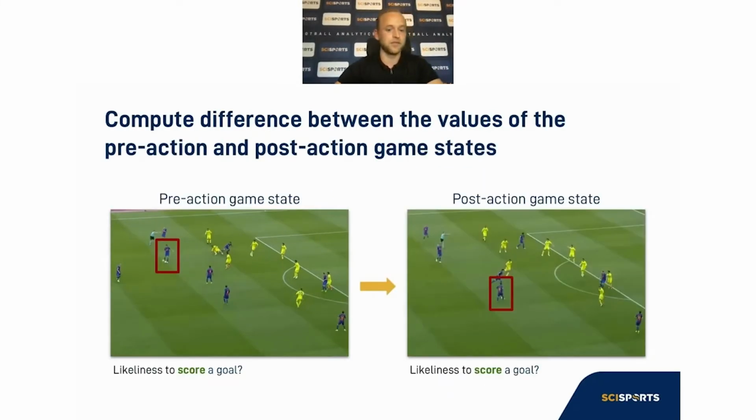So again, we have the pre-action game state, Busquets passing, and then the post-action game state, Messi receiving the ball. And we see that at the moment Busquets was in the pre-action game state, it was 0.03, and then went up to 0.05, not percent, sorry. And what happened, there has been a score increase of 2% with the pass of Busquets.